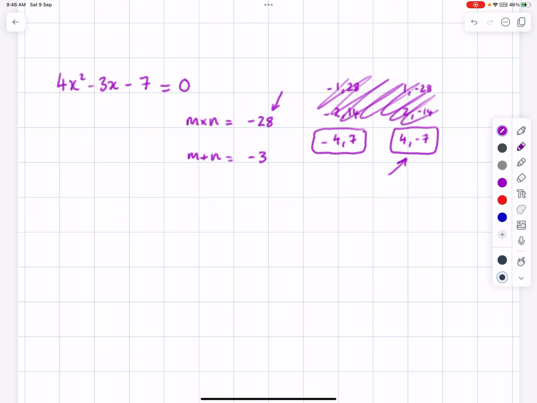Okay, so that means I'm now going to split minus 3x into minus 4x plus 7x, or into 4x minus 7x. Again, I'll do it both ways, but you only need to do it one way. And it really doesn't matter which way around you do it. Let's stick with the first one that I can see there. So that's 4x squared minus 4x plus 7x minus 7 equals 0.